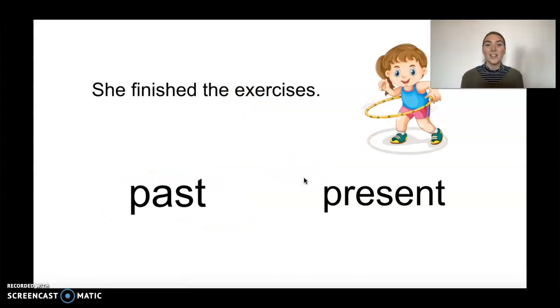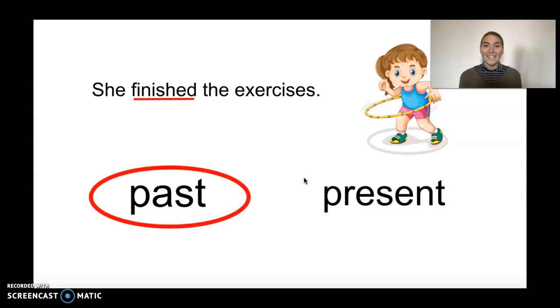She finished the exercises. Where's the verb in this sentence? Finished is the verb. It's what the girl is doing. Did this happen in the past or is it happening in the present? It happened in the past because she finished the exercises. You can see that ed at the end of the verb.